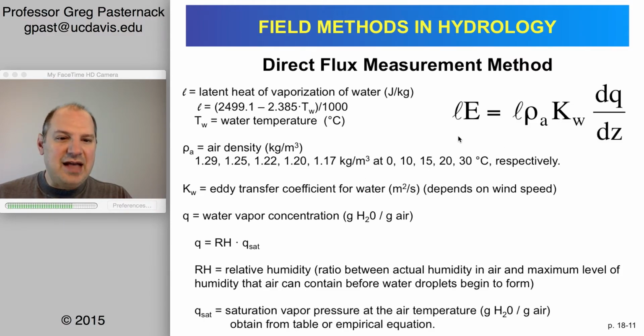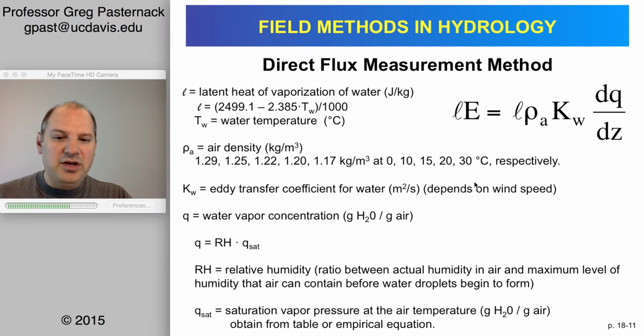So what do we need to measure here? Density of air, well, you can just measure the temperature and calculate that. Eddy transfer coefficient, well, that's challenging. Let's just assume for here you can pull that out of a textbook, or it's going to relate to wind speed. So the main thing we really need to be able to measure is this change in moisture as a function of elevation.